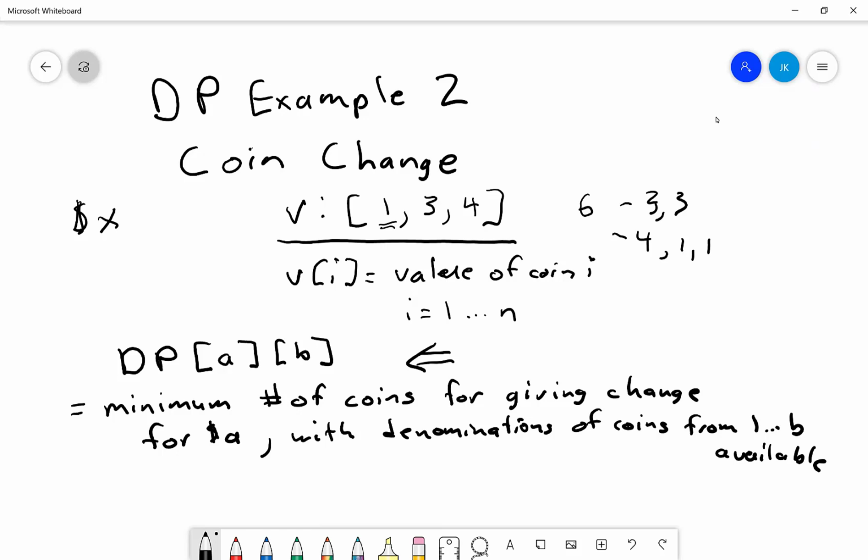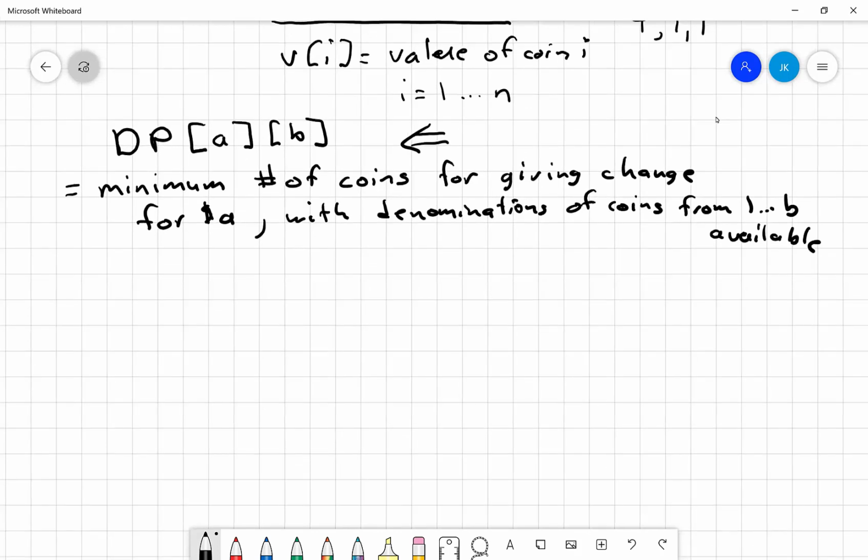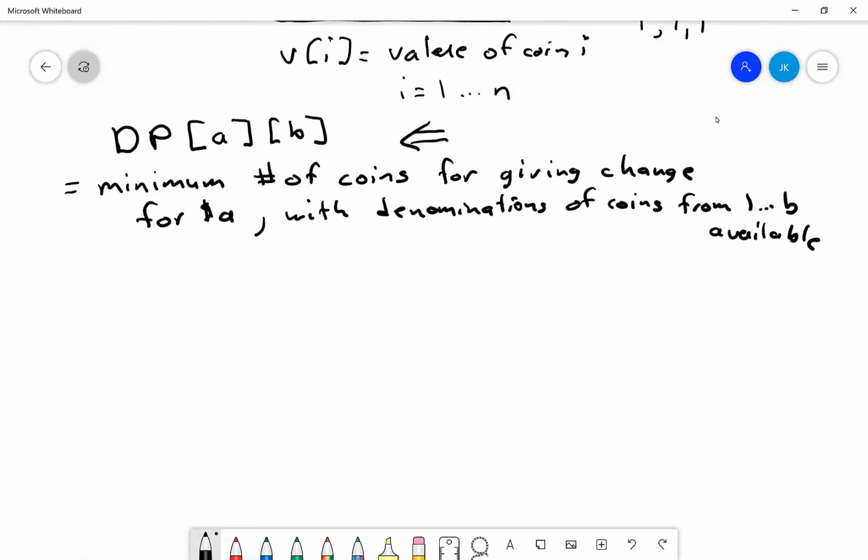Okay, so that is going to be my definition of what I mean when I say dp of a and b. So it means the minimum number of coins for a dollars, and I have the values from 1 to b available. And so the solution then, the thing that I am trying to solve for, is going to be dp of X, whatever the amount of money that I wanted was, with all n coins available to me. Okay, so this is the thing that I'm going to be looking for. In other words, this is what I am solving for.